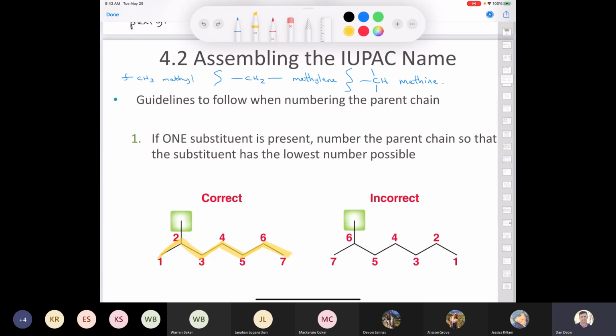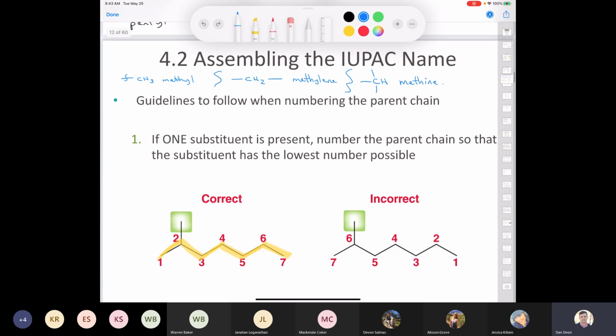We number that longest parent chain. There's only one correct way to do it, right? There's only one correct way to name these molecules when we're using IUPAC rules, okay? And that is, we want to give the substituent the lowest possible number. So that's why we start the number 1 here. So this way we have a 2-methyl group, right? This is a 2-methyl, okay? Whereas if we started numbering over here, then it would be a 6-methyl, and that is incorrect. Okay, we want to give the first substituent the lowest possible number.